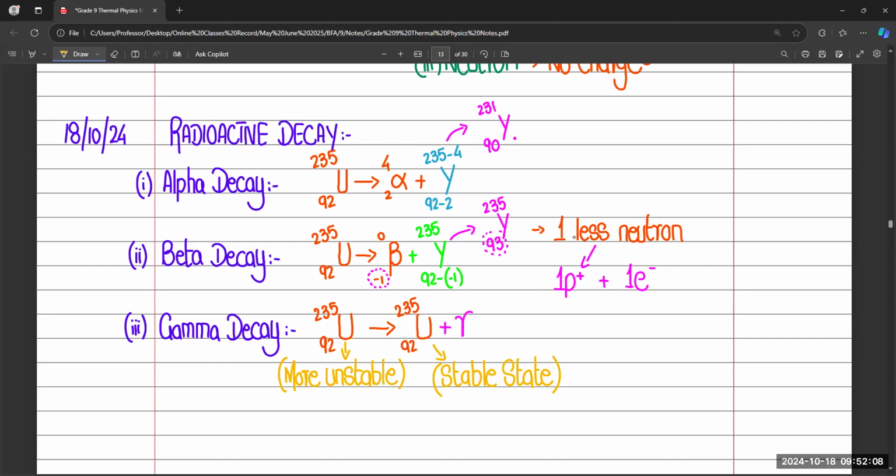Okay, sir. I got it. And sir, in beta decay, you said that we have one less neutron and it is converted into one more proton. Yes, one proton and one electron. So the atomic mass shouldn't it decrease by one as well, like 235, 234?